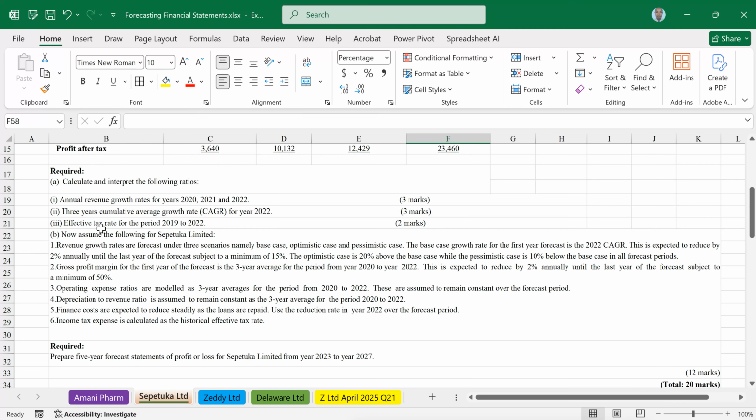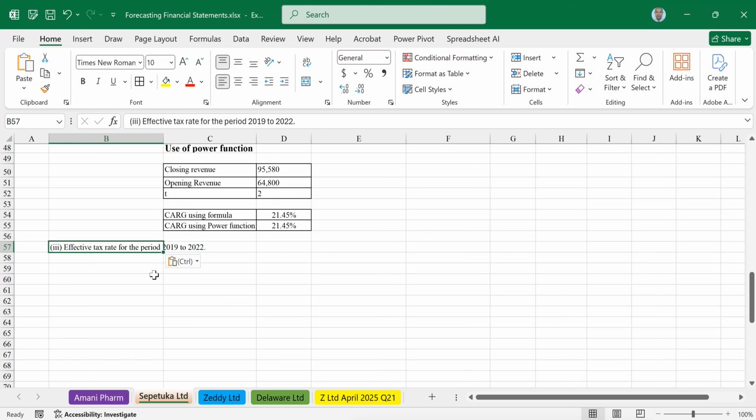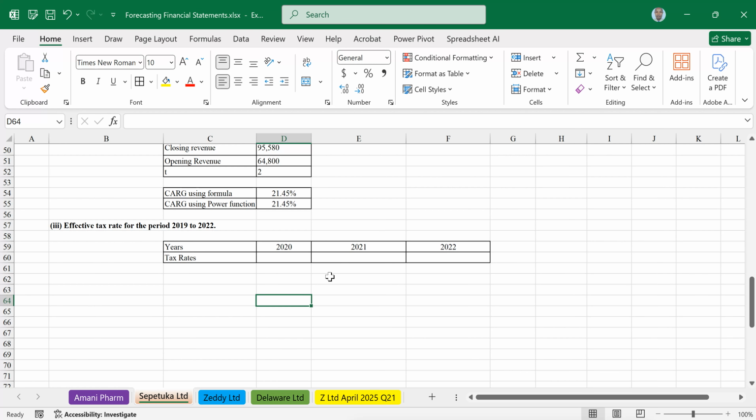Number Roman 3, effective tax rates. We also have the effective tax rate, from the year 2019 all the way to the other period. So the effective tax rates, 2019 to 2022.